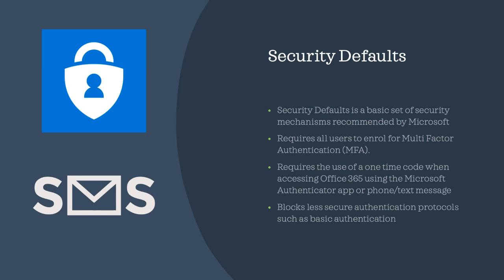Now, when it's turned on, it does block certain less secure protocols and authentication methods, such as basic authentication and things like POP and IMAP. So if you're using POP and IMAP, you'd have to use what's known as an app password, and that will be generated via multi-factor authentication, and that allows you then to use POP and IMAP and services such as that.